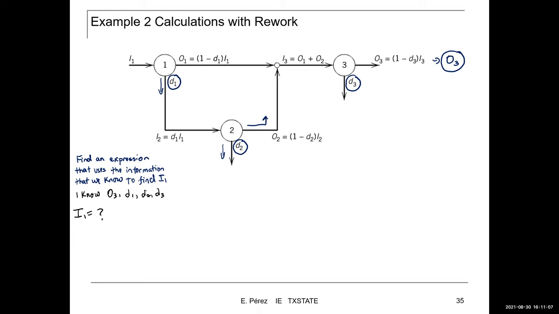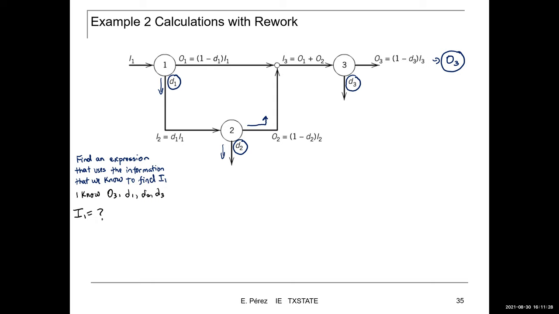Why is that? Because that's the information that I know. I know O3, I know D1, D2, and D3. Those are the only variables that I know, but there's still plenty of other information that I don't know. So I want to find the expression that will give me I1 with that information.